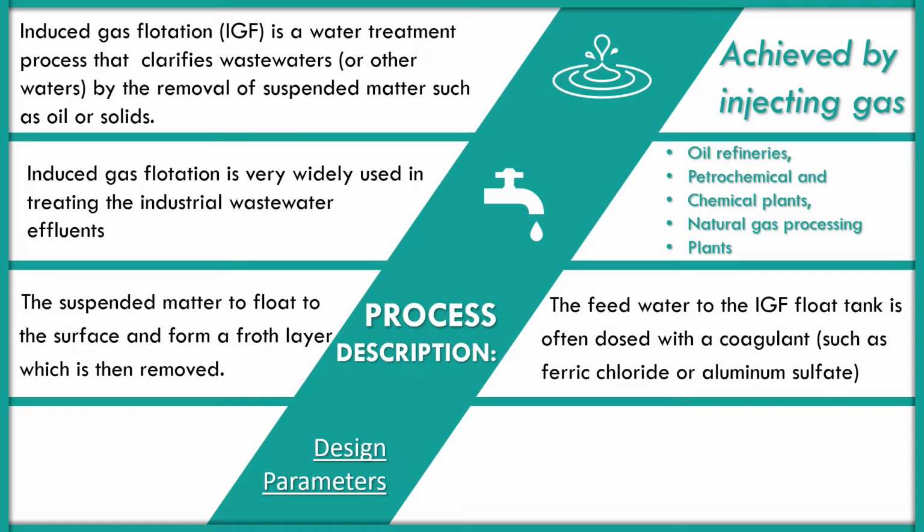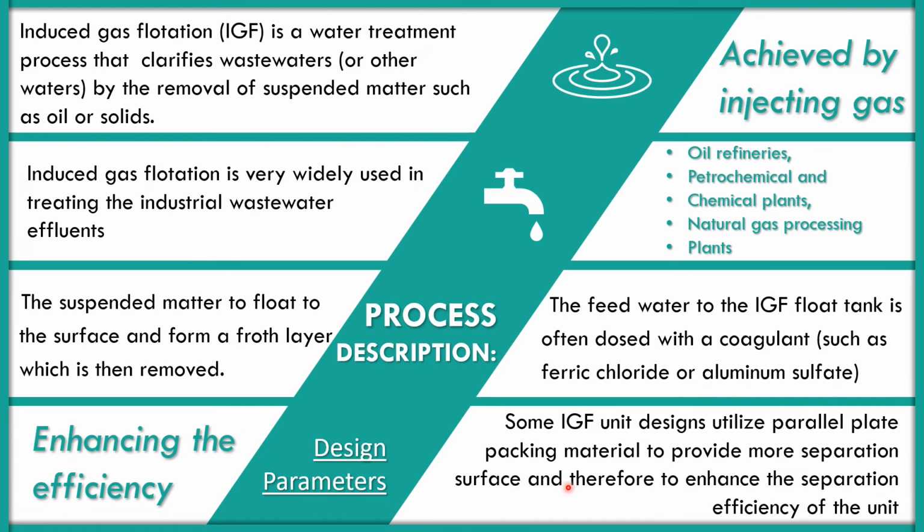Process description. The suspended matter floats to the surface and forms a froth layer, which is then removed. The feed water to the IGF float tank is often dosed with a coagulant such as ferric chloride or ammonium sulfate. Design parameters which enhance the efficiency: some IGF unit designs utilize parallel plate packing material to provide more separation surface and therefore enhance the separation efficiency of the unit.